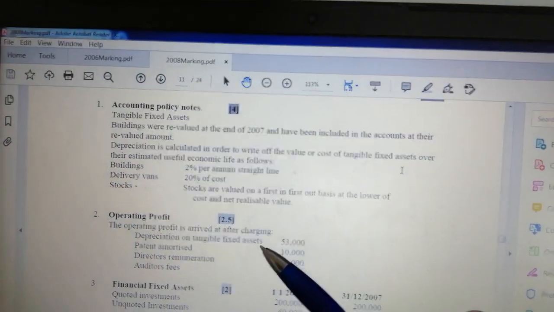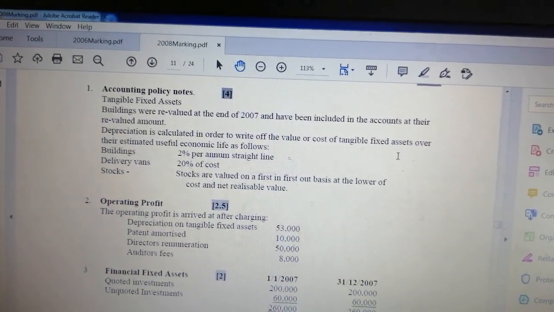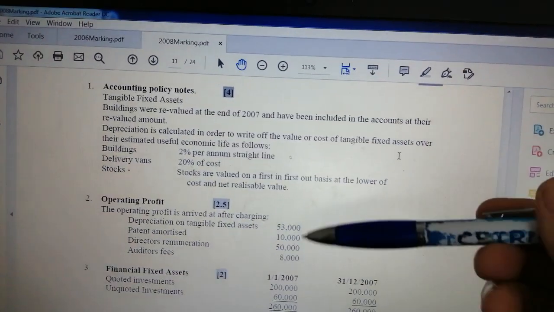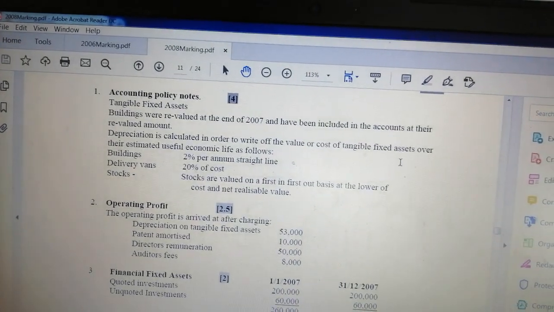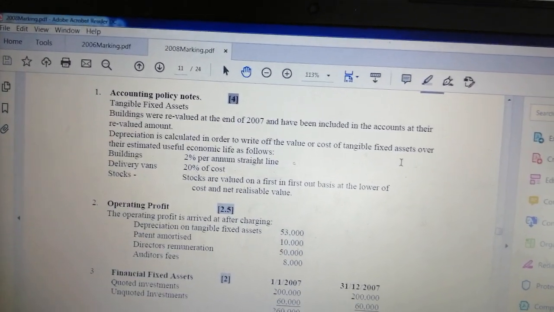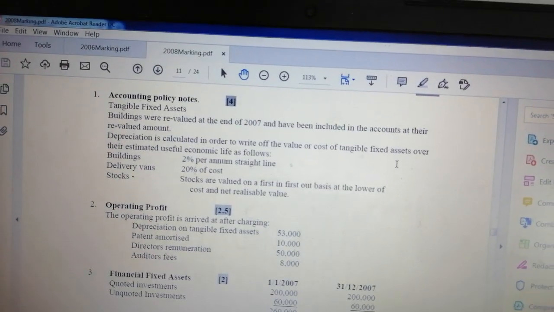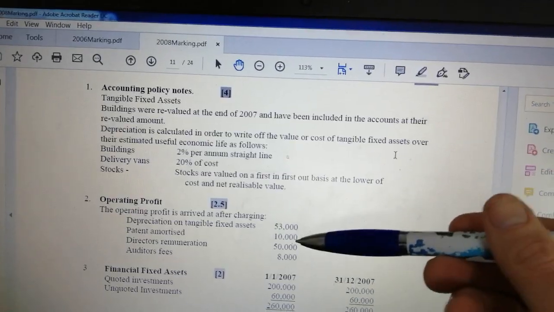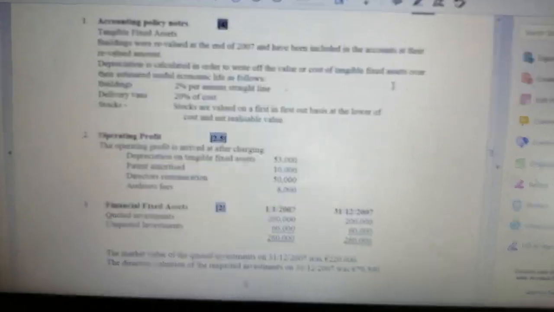This depreciation tangible fixed assets figure is the depreciation that you would calculate on both your buildings and your delivery vans, and you just add the two of them together to make up this figure here. You don't put them in separately, just one figure added together. The patent amortized, you've worked that out already when you were doing your profit and loss account, put in the figure there. Director's remuneration, that was in your administration expenses, so we must put that in, and same with the auditor's fees, put it in, and that's it. No need to total them or anything like that, just list them out.